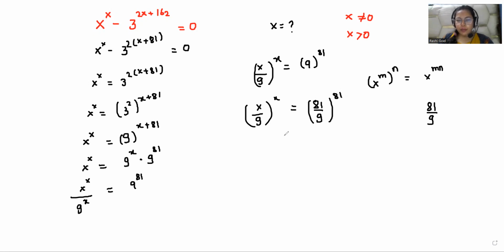So if I compare both sides, I can see that the value of x will be 81.